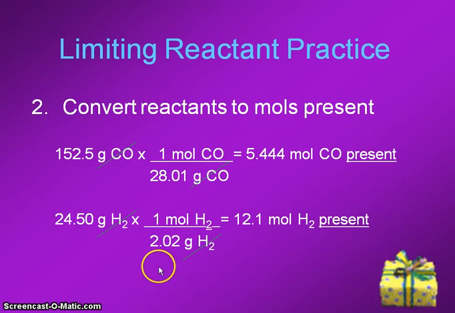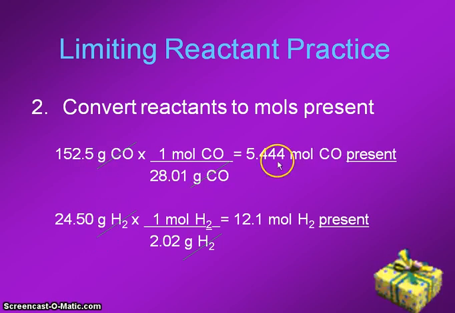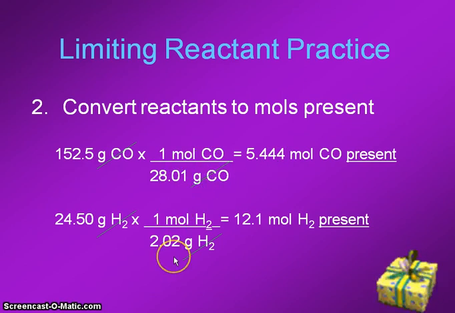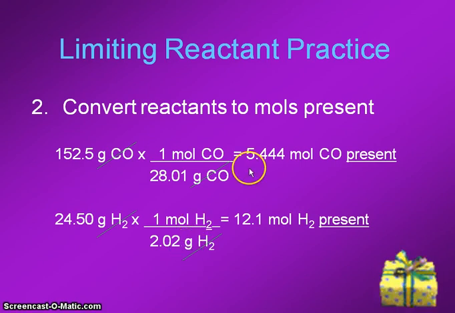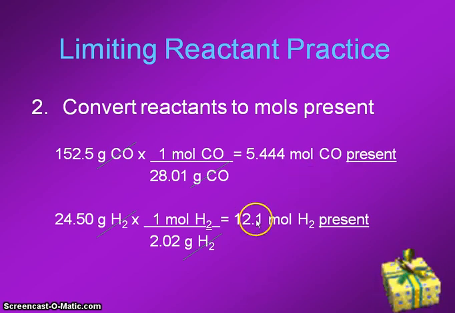So the first thing we're going to do is take the grams of each of the reactants that we were given in the problem and convert those into moles using their molar masses. So 28.01 grams per mole is carbon monoxide's molar mass, and 2.02 is hydrogen's molar mass. So that will tell us that we have 5.44 moles of carbon monoxide present, and we have 12.1 moles of hydrogen present.